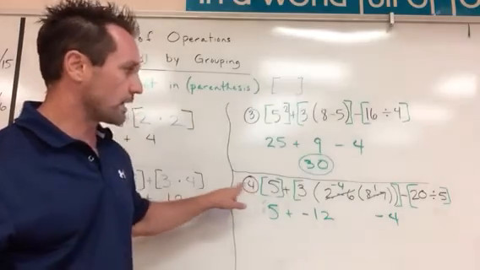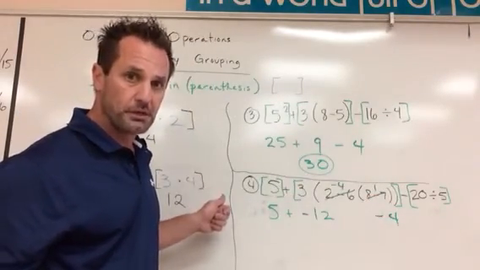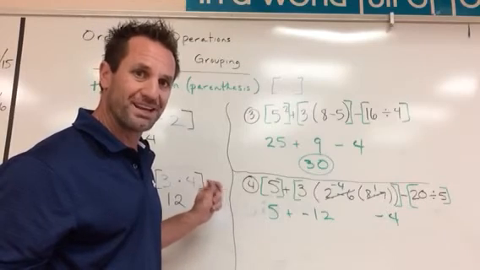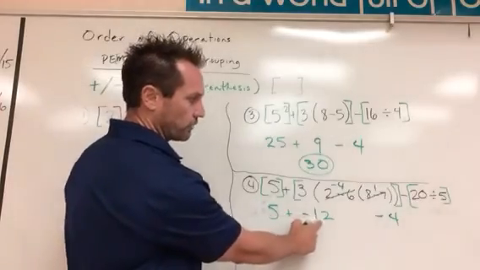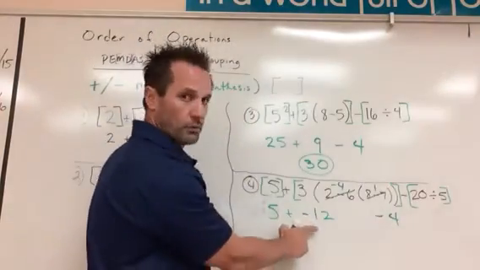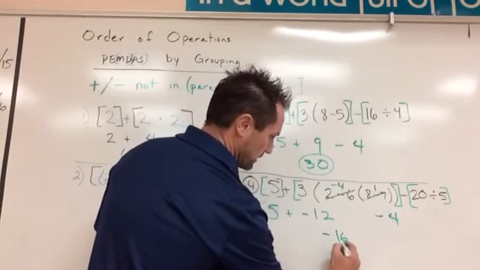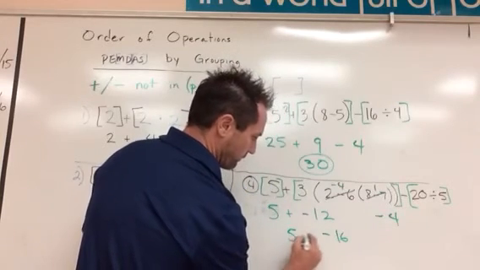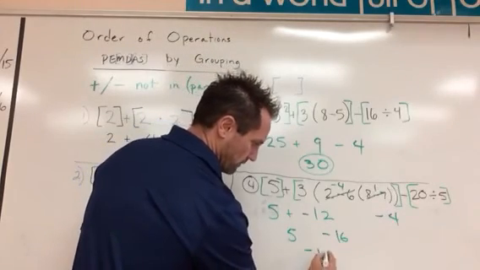Okay? So again, really long problem. As soon as we grouped it, it became much more easy to manage. 5 plus a negative 12 minus 4. Well, negative 12 and negative 4, both negatives, that's a negative 16. And then 5 plus a negative 16 is 5 minus 16, so negative 11.